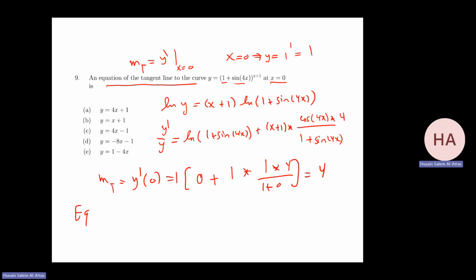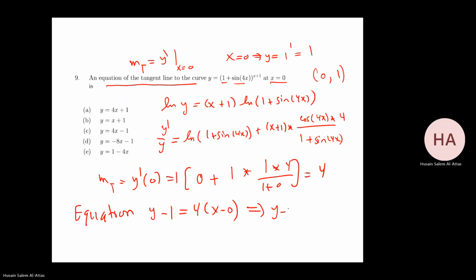So it is the equation y minus 1 equals 4(x minus 1). No, sorry. The point is what? 0 and 1. So this is 1, but this is 0. So y minus 1 equals 4x. So y equals 1 plus 4x, which is this one.